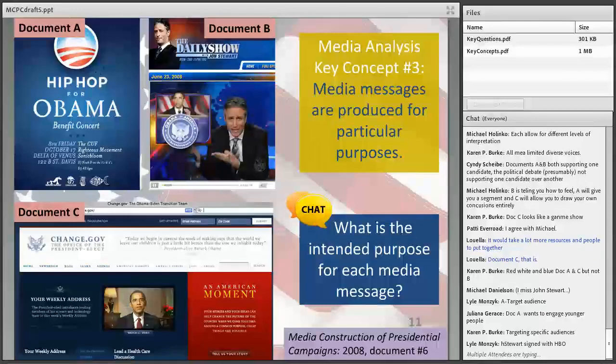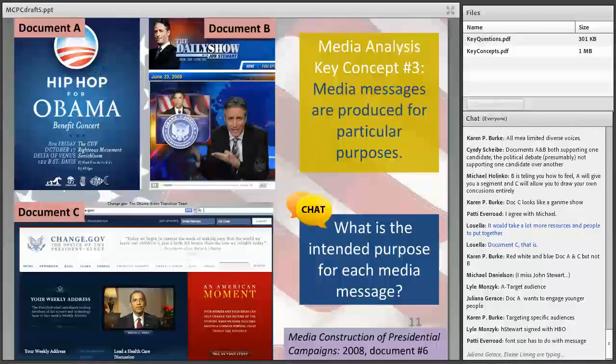So there's another question that Lyle puts in, which is about target audience, which of course also has to do with purpose. So in addition to what the producers are trying to accomplish, one of the questions is, who are they trying to target? Who are they focused on? So that would be an interesting question for each of these as well. Who are the target audiences? And what are the particular purposes here?